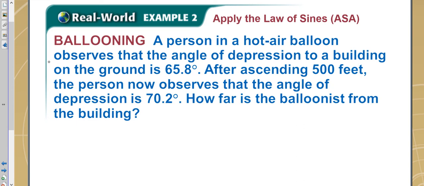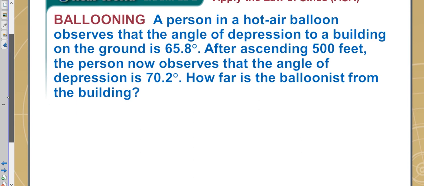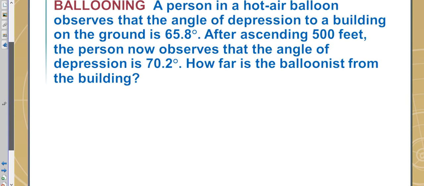All right, now let's try another example. It says ballooning. A person in a hot air balloon observes that the angle of depression, now remember this means looking down, to a building on the ground is 65.8 degrees. After ascending 500 feet, the person now observes that the angle of depression is 70.2 degrees. How far is the balloonist from the building?